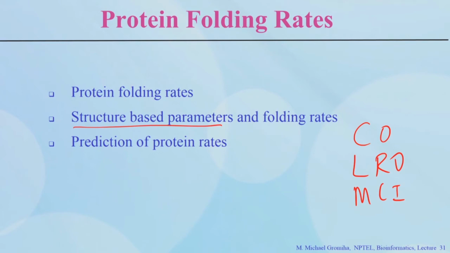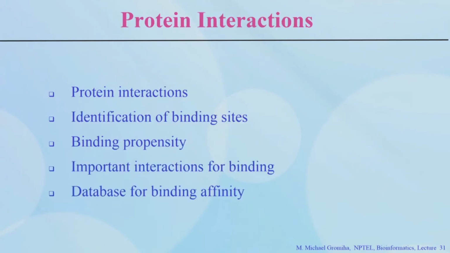These parameters are inversely related to the folding rates, because the more contacts there are, the more it slows down the folding process. Then we predict the folding rates based on the sequence, or from the structures, we can predict these folding rates.